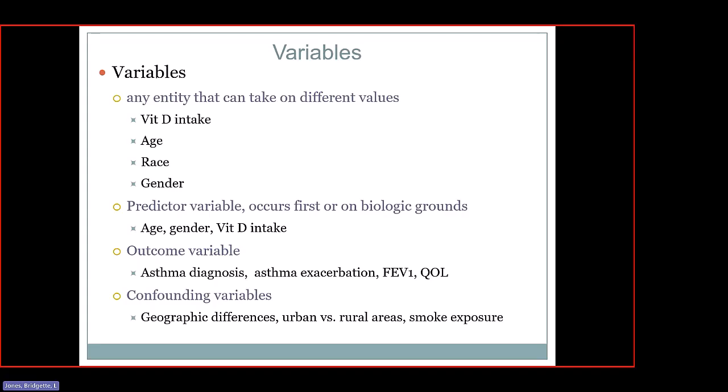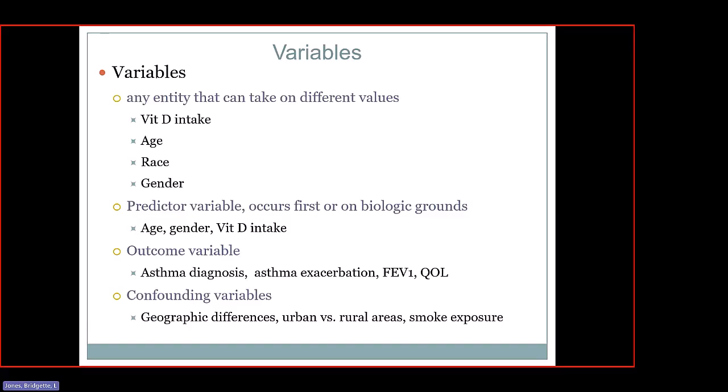So your outcome variables would be the thing that you measure, like an asthma diagnosis. Do they have an ICD-10 code of an asthma diagnosis, or do they have a physician diagnosis of asthma? Asthma exacerbations: how many steroid bursts have they had over the past year? How many steroid bursts and hospitalizations have they had to meet the criteria of an asthma exacerbation? FEV1, quality of life. So these are the things that you will measure to relate to your predictor variable.